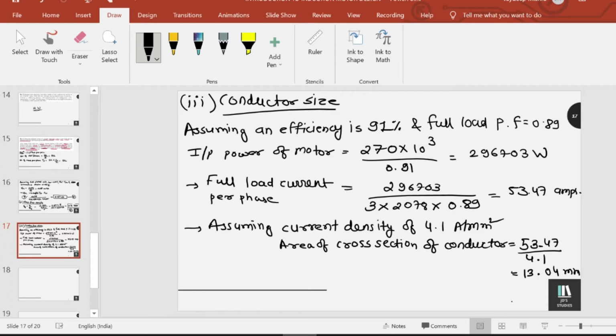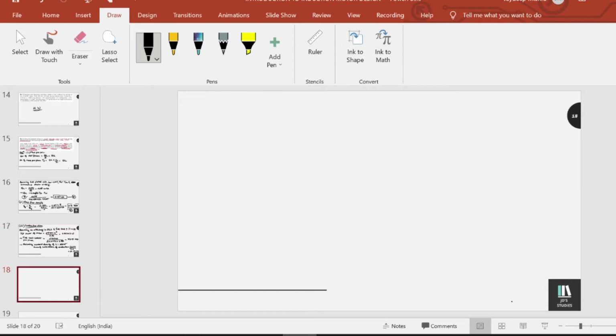Okay, so here the conductor cross section area is greater than 5 mm square. So which shape of conductor will we use? It is rectangular in shape. Thus the sectional area of the conductor is 13.2 mm square.